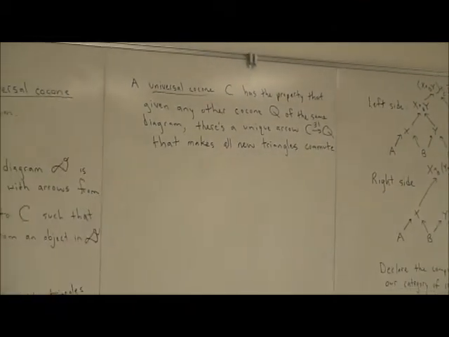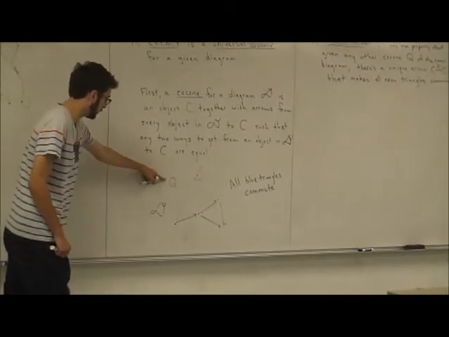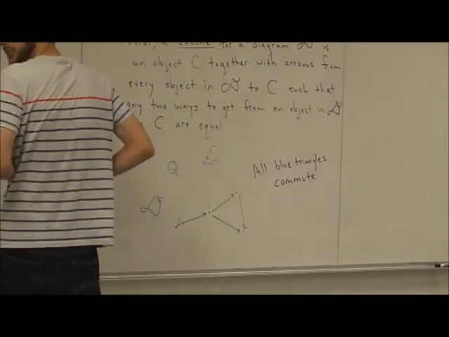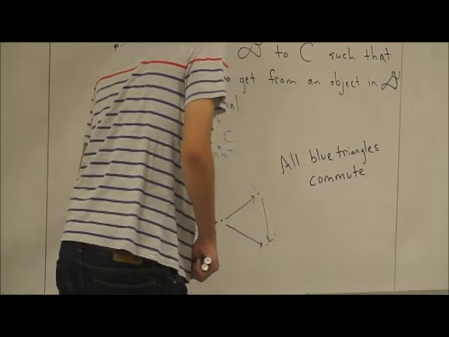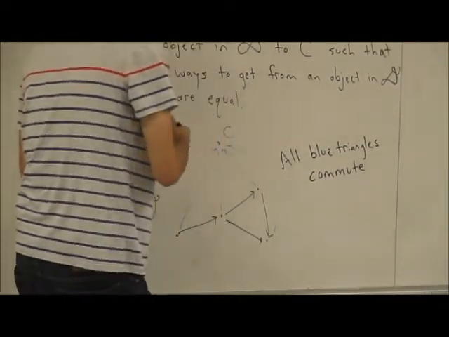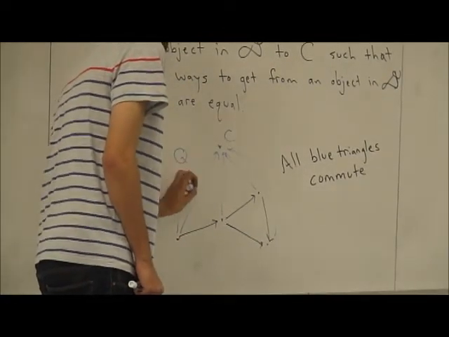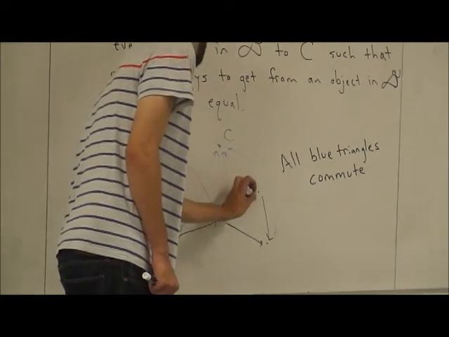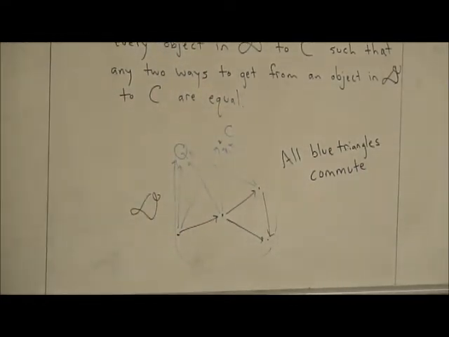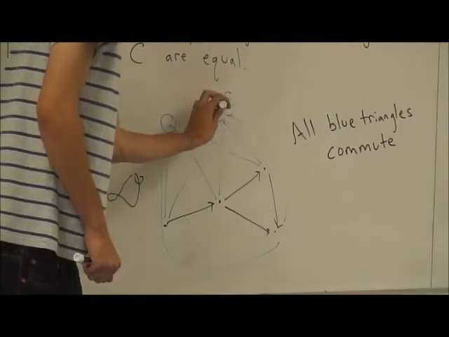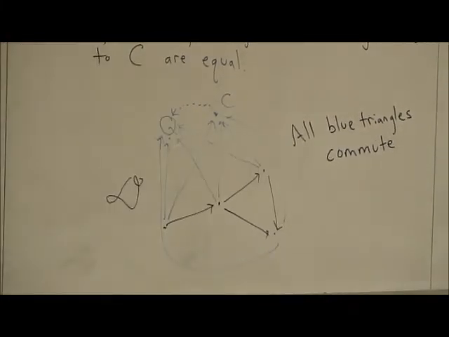So, if we bring in a competitor, another cocone Q over here, that means there's going to be... let me make it red. Well, if we have a competitor here, that means we've got all these arrows. And if this guy's universal, it means that there's a special unique arrow going from C to Q that makes all the new triangles commute.